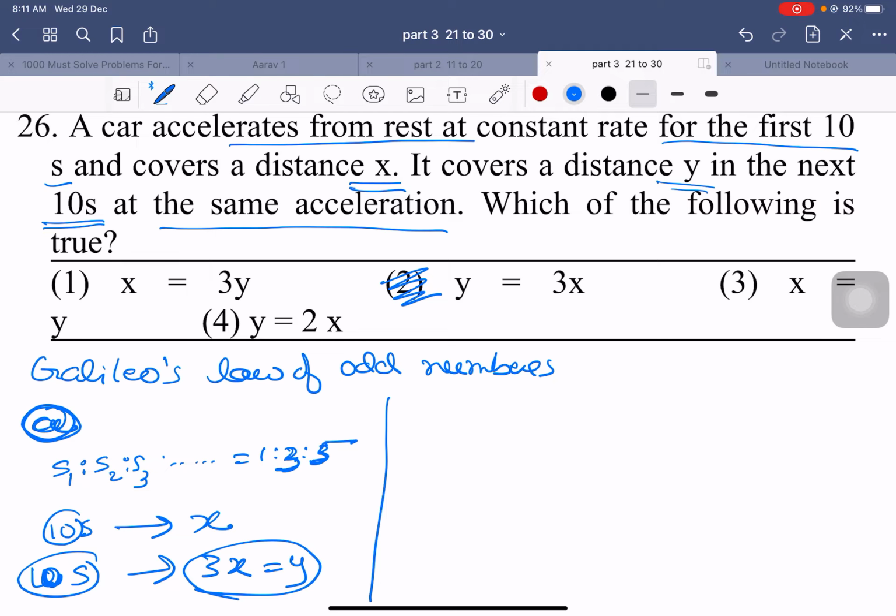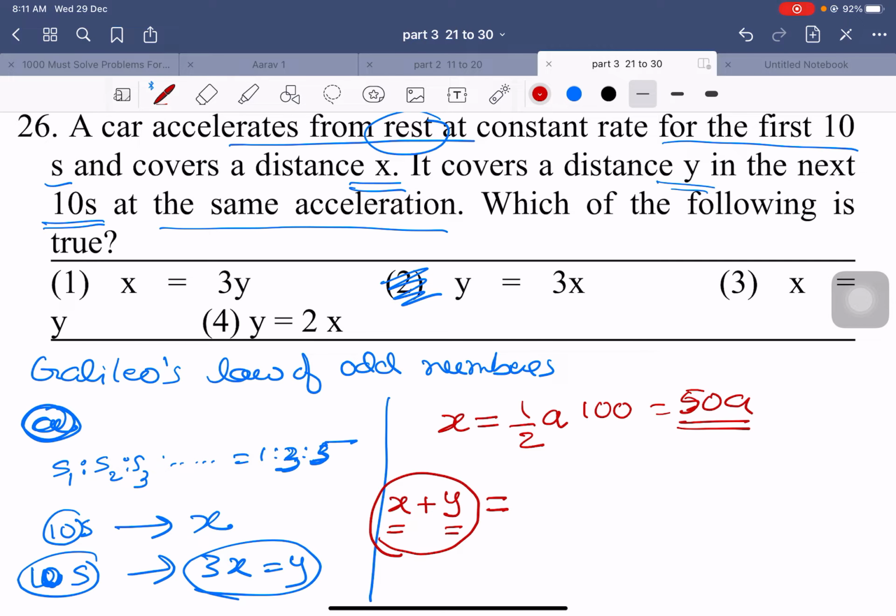Since the car starts from rest, x is equal to half a t square. x is equal to half into a into t square, u is not there. T square is 10 square, which is 100. So x equals 50a. Then what is y? y is the distance traveled in the next 10 seconds. So what is the distance traveled in the first 20 seconds? It is x plus y, because x is the distance traveled in the first 10 seconds and y is the distance traveled in the next 10 seconds.